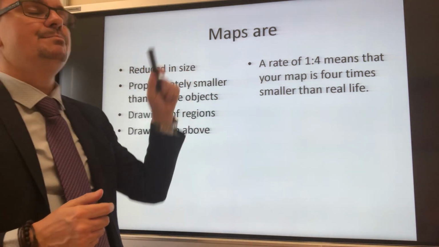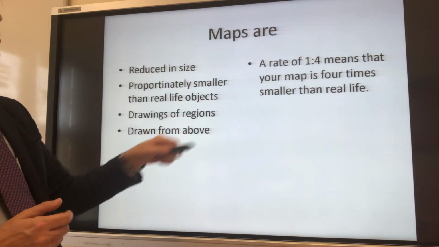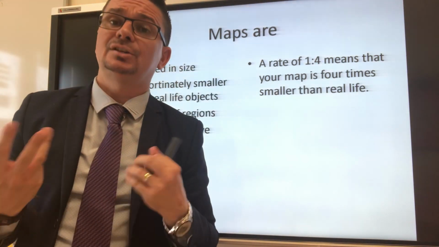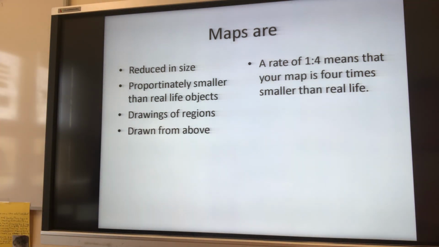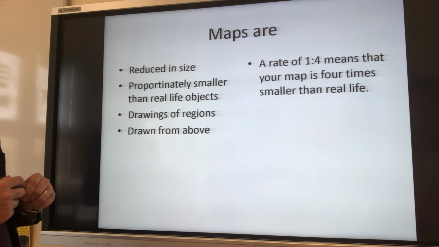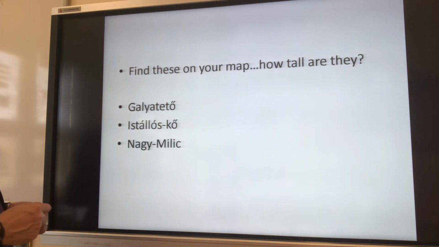Now, open your exercise book. Write the title, maps, and the date. And write down these short things about maps and learn them. Maps are reduced in size, proportionately smaller than real-life objects, drawings of regions, drawn from above. A rate of 1 to 4 means that your map is 4 times smaller than real life. Okay, if you completed that, we can move on.